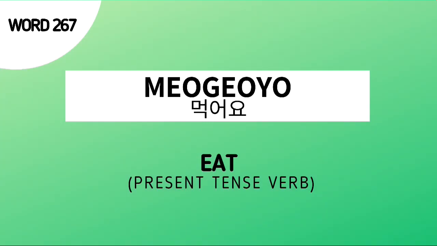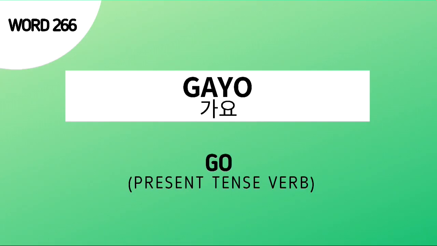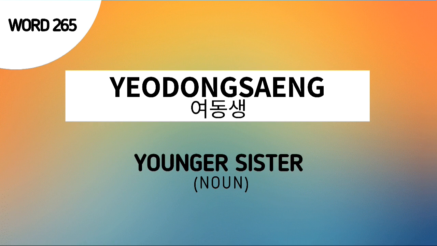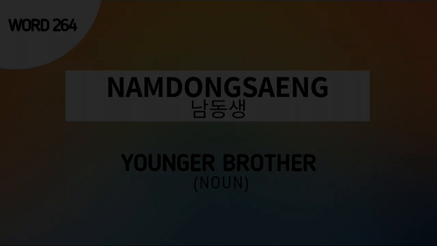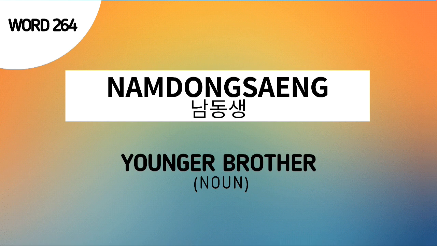Next is word number 267, which is 먹어요, and it means eat. Next, word number 266 is 가요, which means go. Word number 265 is Dongsaeng, which means younger sister. Word number 264 is Dongsaeng, which means younger brother.